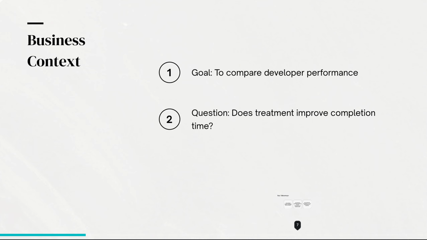So the main objective of this analysis was to compare developer performance between two groups, a control group and a treatment group. Specifically, the key question we are trying to answer is whether the treatment leads to faster task completion. Understanding this can help organizations improve productivity and make better decisions around workflows, training, tools, etc.